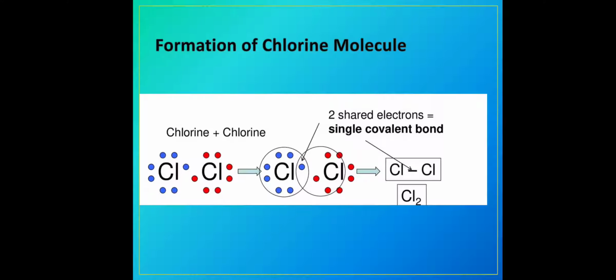The next example is the formation of a chlorine molecule. This is also an electron dot diagram, and hence we can see only the valence electrons. In this, one of the atoms of chlorine is represented with blue electrons, one is represented with red electrons. So in this case, this electron will move this way and be shared in the common space. This electron will slowly move to the common space, and thus the sharing of electrons takes place.